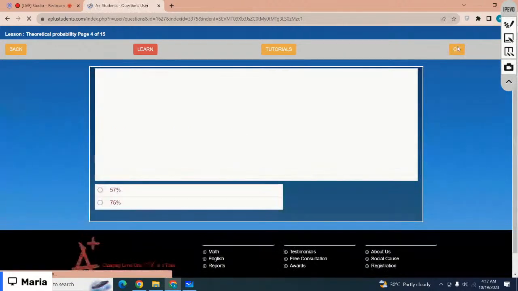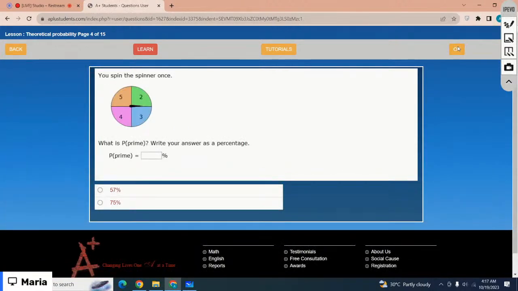Okay, the next one: you spin the spinner once. What is the probability of prime? Write your answer as a percentage. Three of the numbers are prime, right? The total numbers on the spinner are four. Three of them are prime, two, three, and five, right? That means 75% of the numbers are prime. Got it?